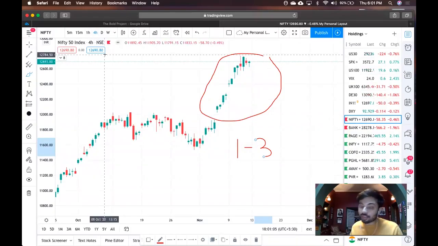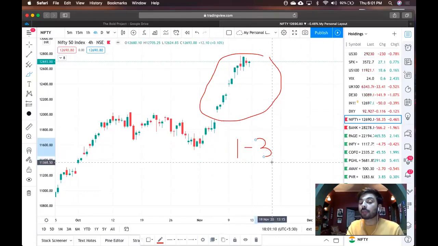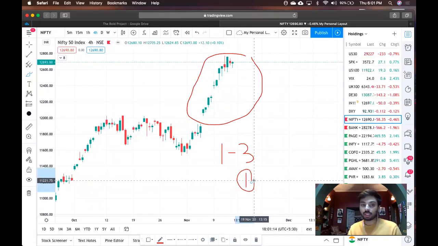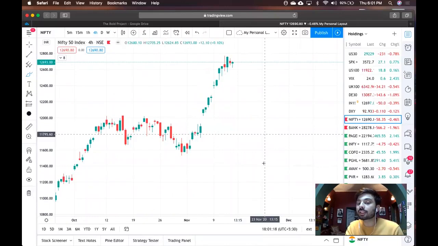If I want to reduce it even further, if I want to make money not in 1 to 3 weeks, but in about 1 week or less, then what do I do? Then even the 4-hour chart is more to me, because what is 1 week?